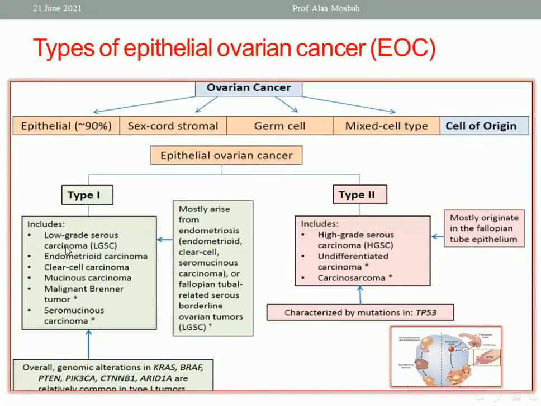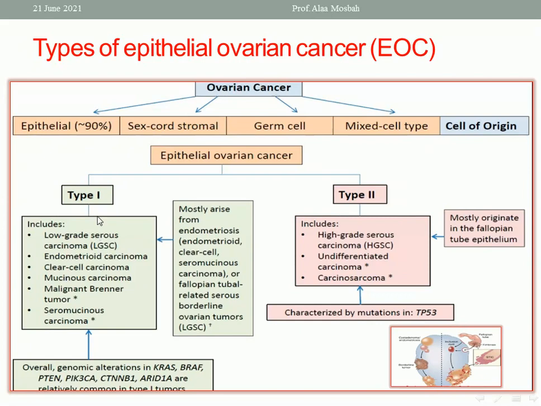So what is type 1 and type 2? Type 1, as you see here, this is the ovarian cancer. These are the different types of ovarian cancer, and the commonest one, 90%, is the epithelial. You can divide the epithelial ovarian cancer recently into two types, type 1 and type 2.